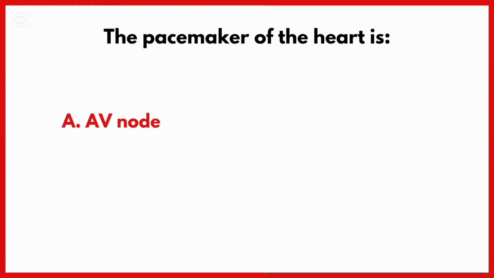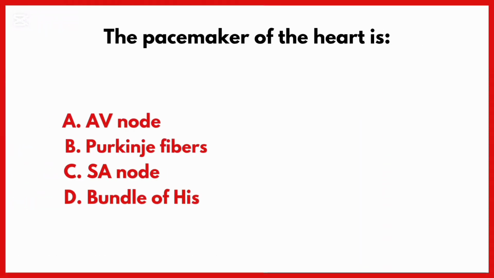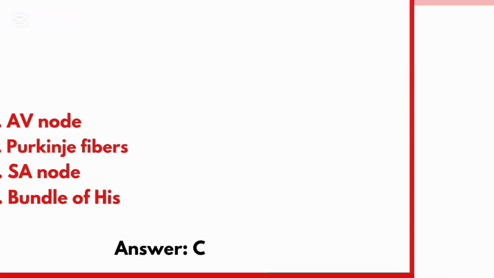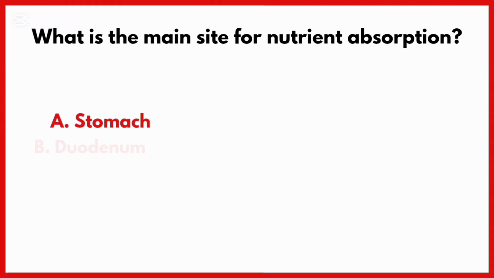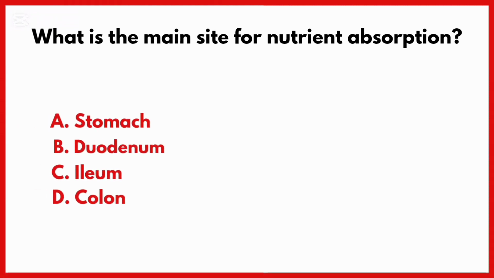The pacemaker of the heart is... Correct answer is option C, SA node. What is the main site for nutrient absorption? Correct answer is option B, duodenum.